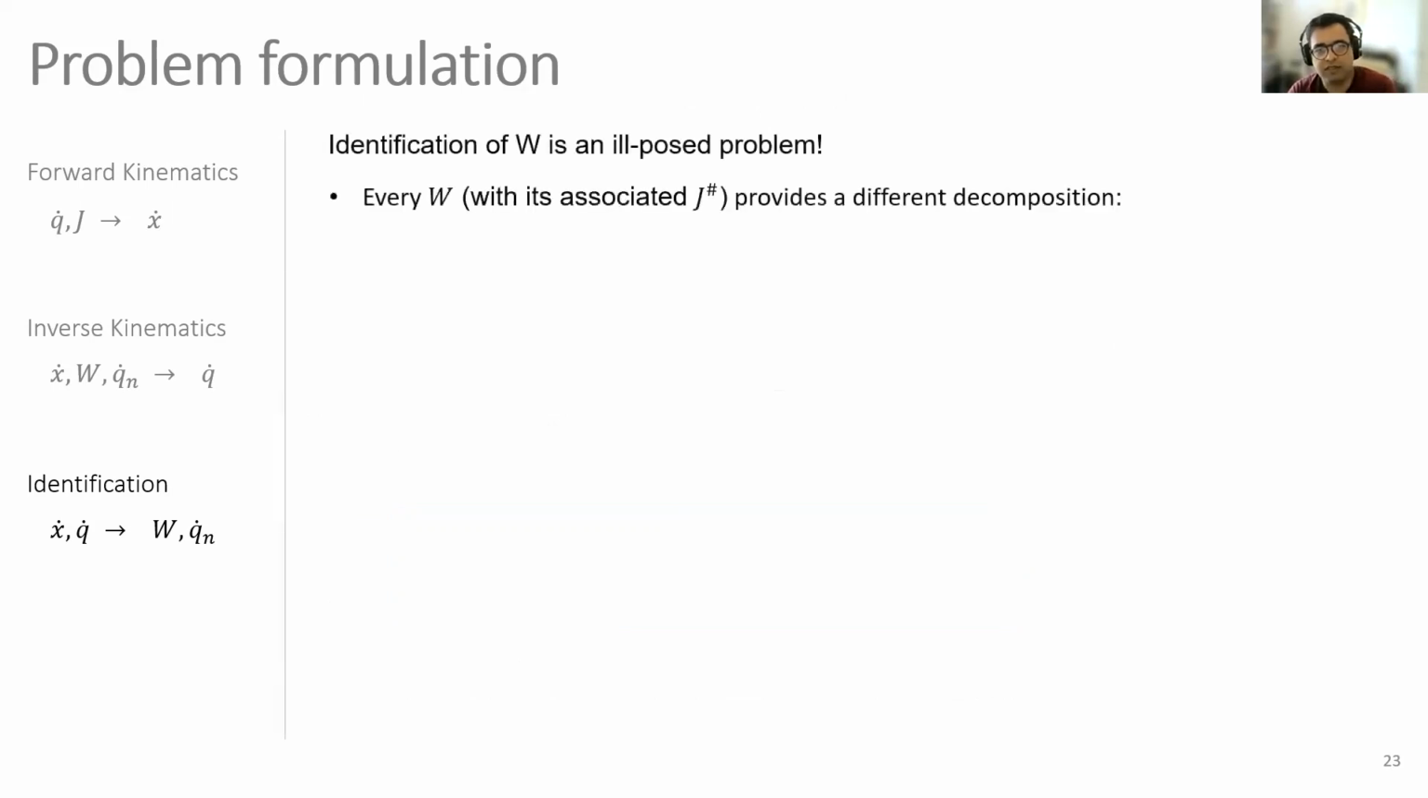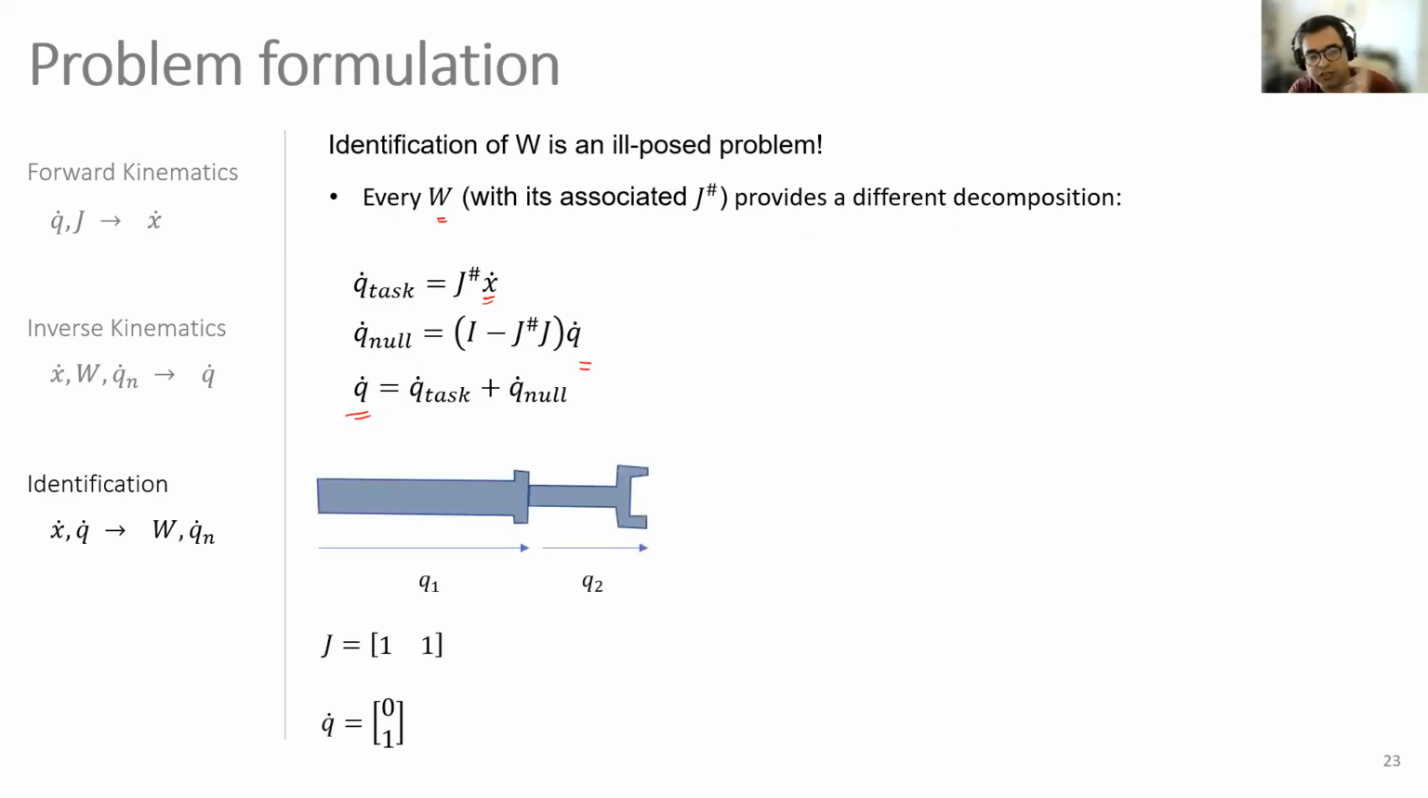Already, in general, this is an ill-posed problem, because every weight matrix that we pick provides a different decomposition, which is valid. This x dot and q dot are given, and we pick a W, it gives us a pseudo-inverse, and we project this. We call these q task and q null, and the sum of these two gives us back this q dot. So first I give you an example.